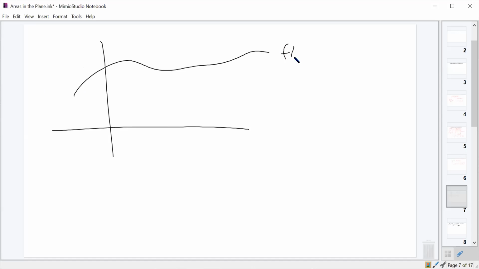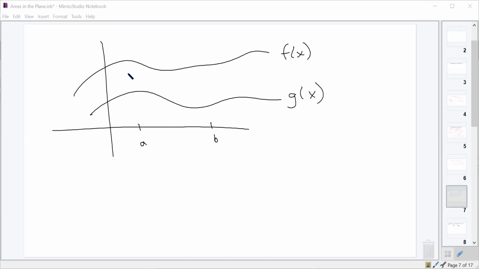Here's some function, f of x. Here's some other function, g of x. Here's a, here's b. I want to know this area, the area between f of x and g of x from a to b. How am I going to find that area?